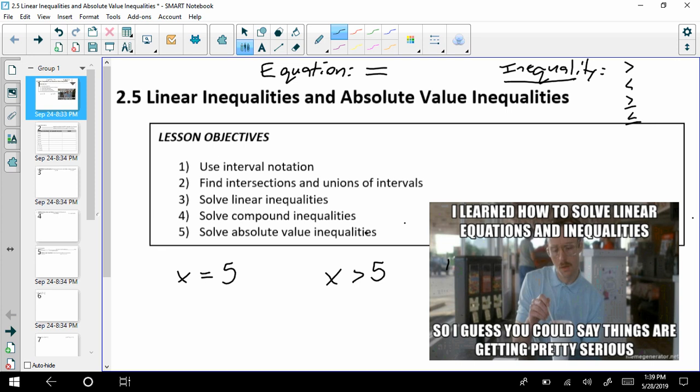6 is greater than 5. 10 would be an answer. 11.18 would be an answer. 35 and 1/4 would be an answer. And I could keep going. Any answer bigger than 5 would be an answer. So when we deal with inequality answers, we're going to write our answers using something called interval notation because there's more than just one answer.